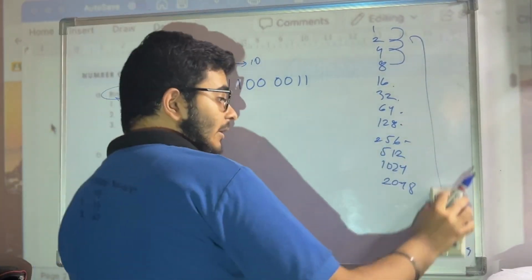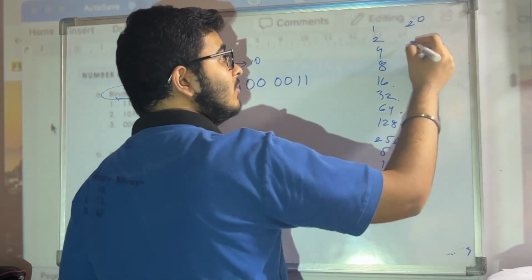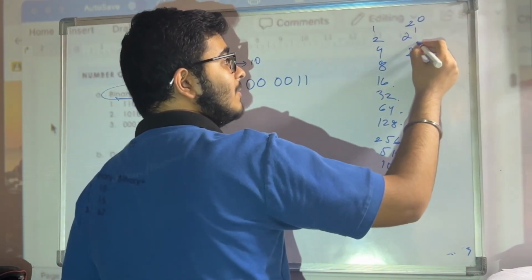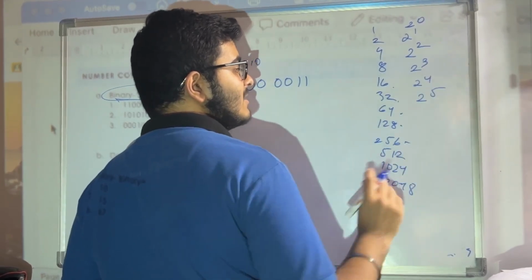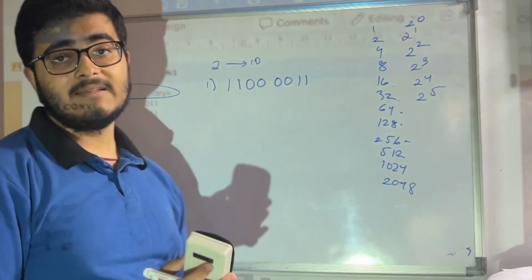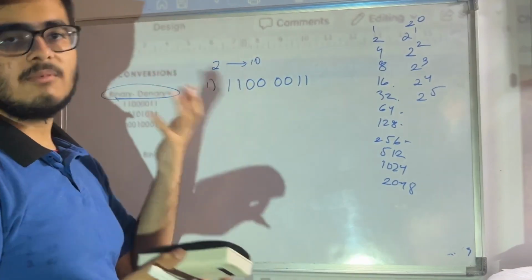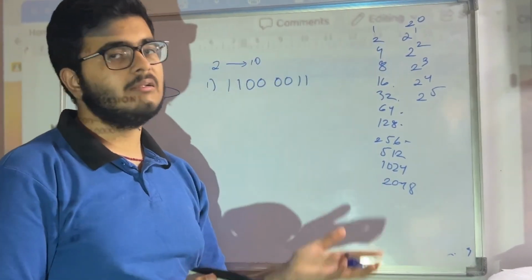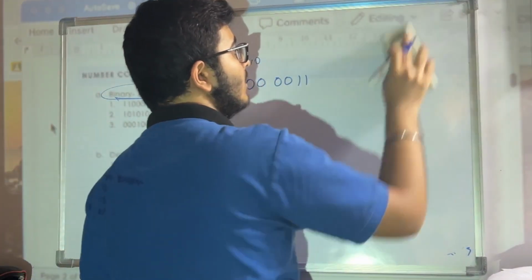If you cannot learn it, then you can learn it in this way. This is 2 raised to the power 0, this is 2 raised to the power 1, 2 raised to the power 2, 2 raised to the power 3, 2 raised to the power 4, 2 raised to the power 5. But since we don't have calculators in computer science, paper 1 is a non-calculator paper, it's recommended that you just simply learn this table. It's going to make your life easier. Okay, let's see how we need to convert this now.